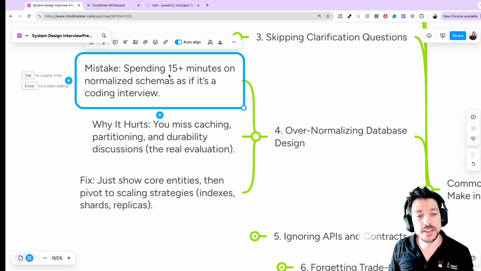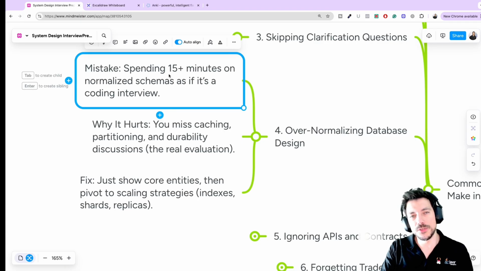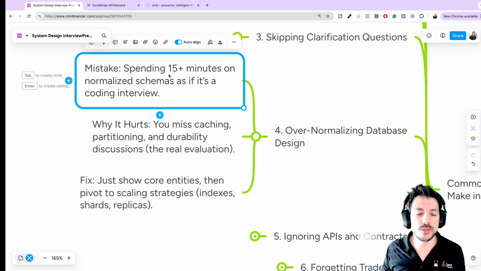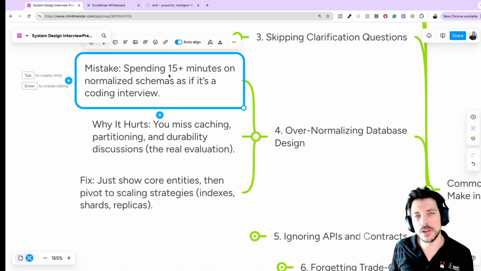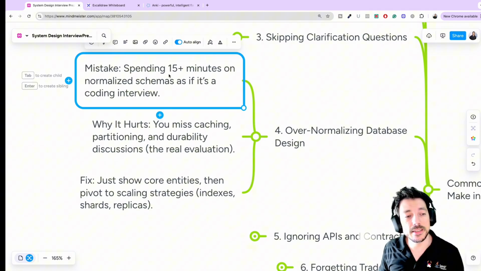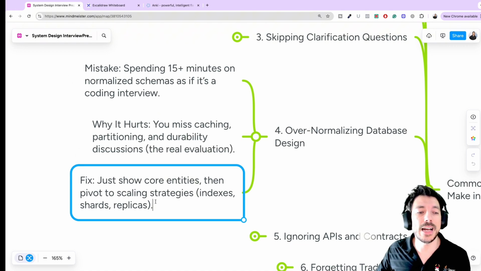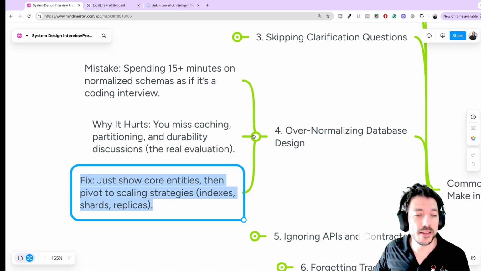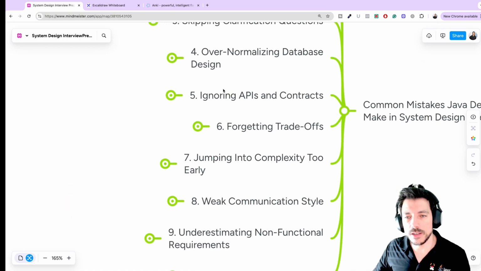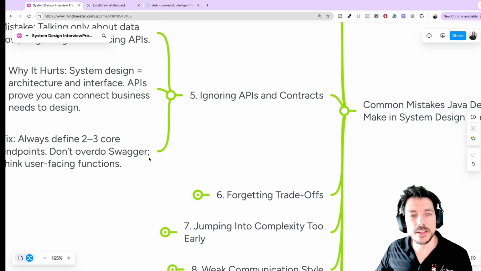And the fix is, you pivot to the system design, right? You don't waste your time talking about normalization of a database, and you talk about scaling strategies, indexes, shards, replicas. Those things make a whole lot of a difference in a system design interview, because that has everything to do with scaling a system. So the other thing is to ignore APIs and contracts.